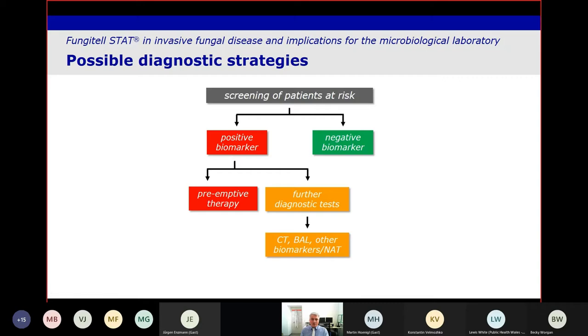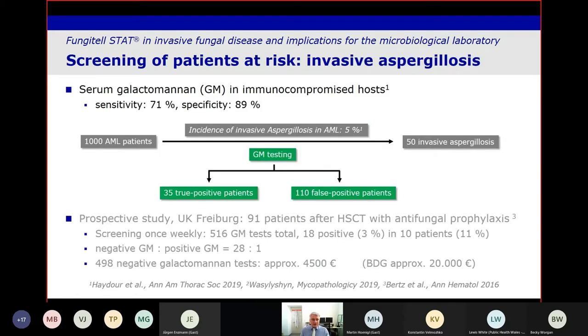So how could we use BDG in clinical practice? I mean, for fungal infections, one of the first approaches was the screening of the patient. So every patient, 1, 2, or 3 times per week, gets a measurement, although he does not have any symptoms. If the biomarker is positive, this would either lead to preemptive therapy or would trigger further diagnostic tests like a CT or a BAL. And then you could use other biomarkers to ensure that the patient has invasive fungal infection. And if the biomarker is negative, everything is fine.